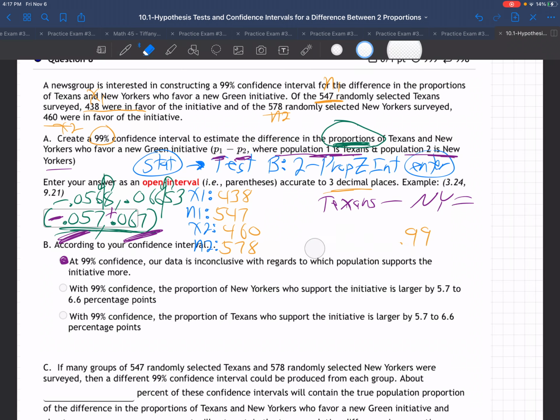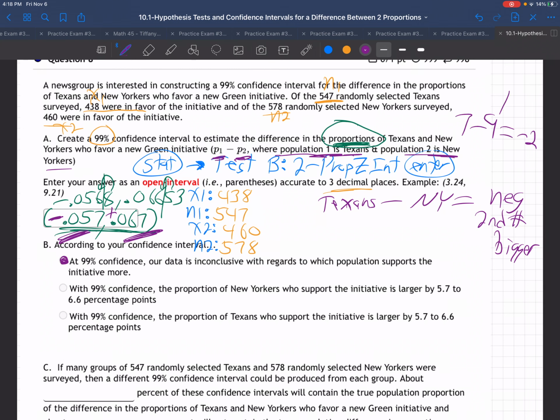if it's in, let me show you a couple things. What if you subtract two numbers? What if I subtract two numbers and it comes out negative? What does that mean? The second number is bigger, right? Like 7 minus 9, that's negative 2 because the second number is bigger. So if you subtract two things and it comes out negative, that means the second number is bigger, right?